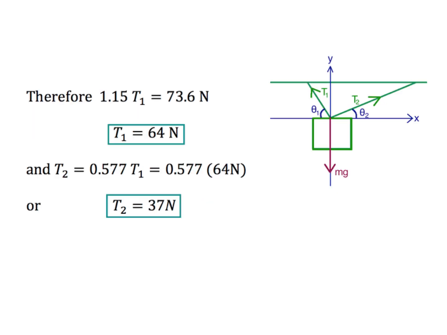When you do that, when you plug that in, you get that 1.15 T1 is equal to 73.6 newtons, and I can easily solve for T1. I get that T1 is 64 newtons. Now we already know that T2 is 0.577 times T1, so I just multiply that by 64 newtons, and that tells me that T2, that's the tension in rope 2, works out to be 37 newtons. T1, that's the tension in rope 1, that's 64 newtons, and our problem is solved.